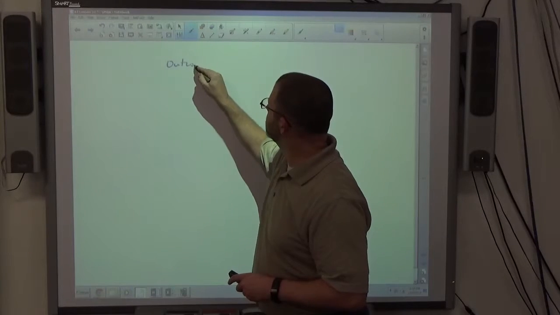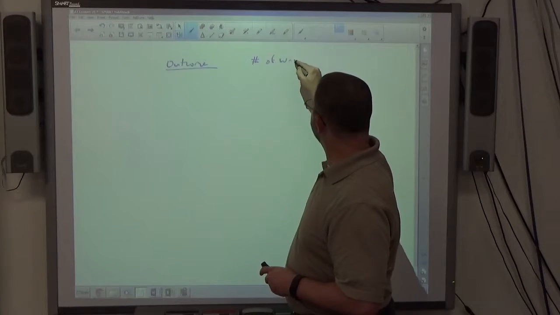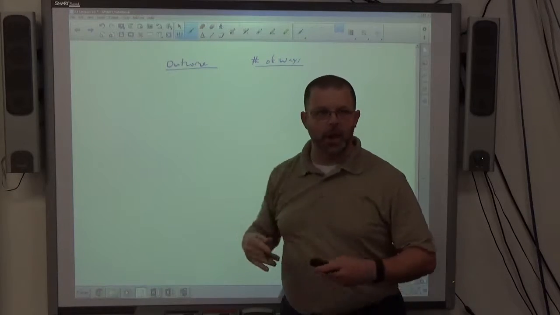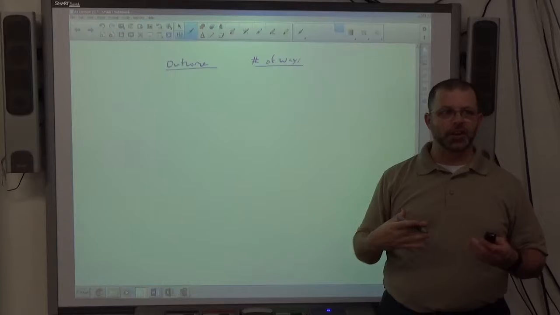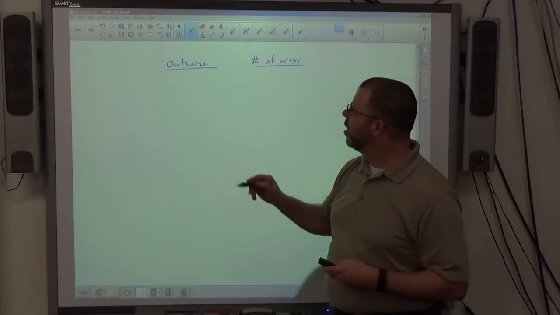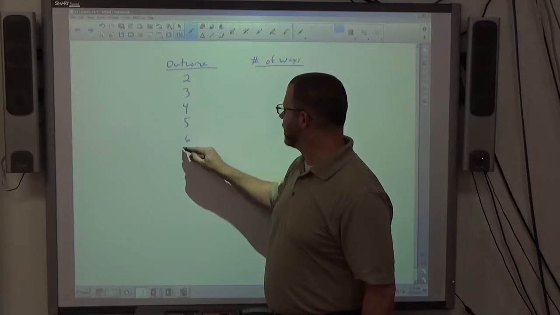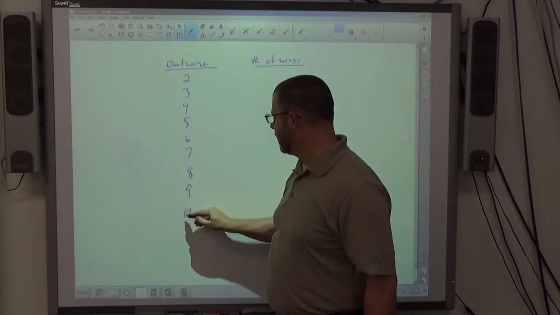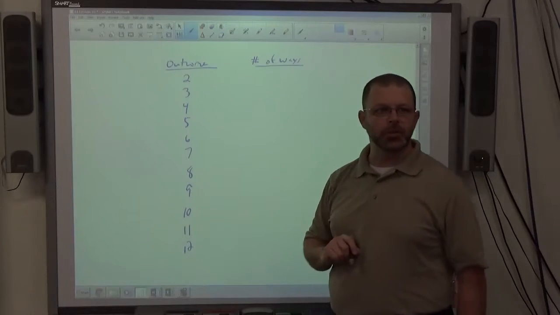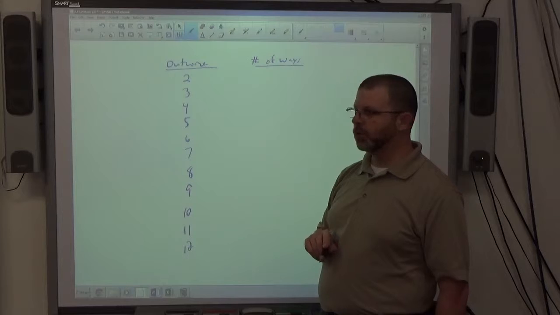Outcome, number of ways. Okay, so again, our goal for a sample space is to know how many things there are and how many of each thing there are within that sample space, right? So when you're rolling 2 dice, your choices are 2, 3, 4, 5, 6, 7, 8, 9, 10, 11, 12. What happens the most? Which one happens the most?